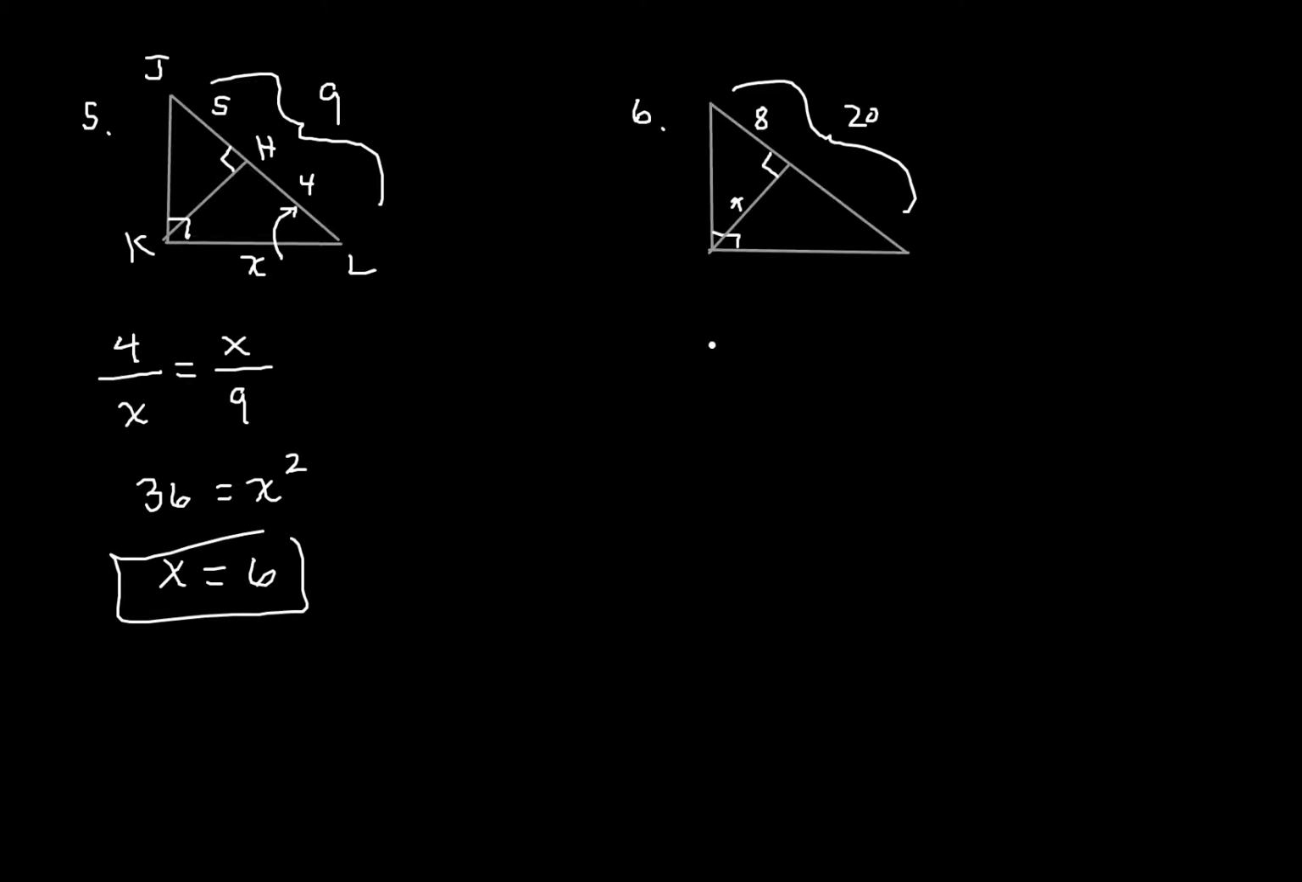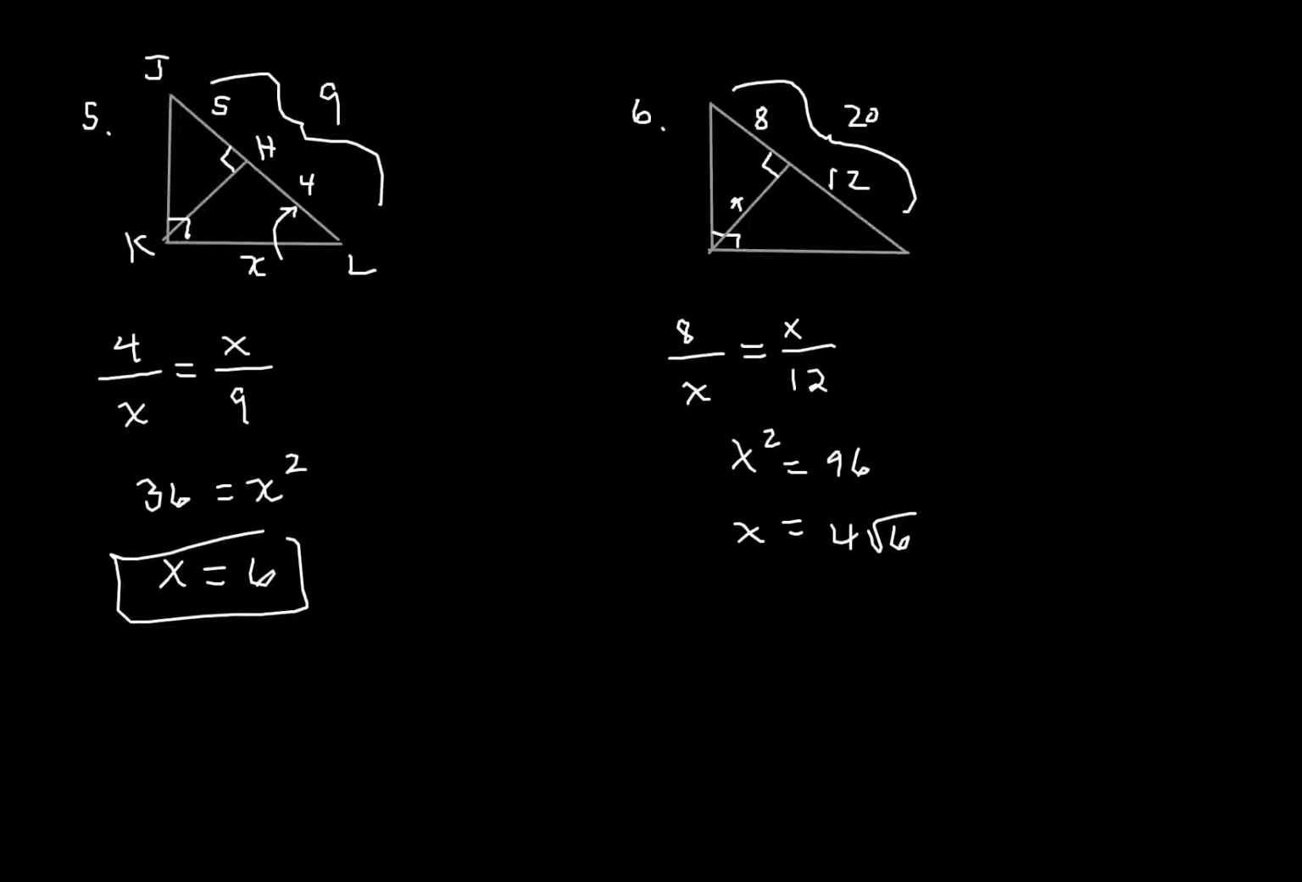Okay, this one's another easy one. This is the altitude one. An altitude is a mean proportion to the segments of the hypotenuse. This would be 12, so you just subtract 8 from 20 and get 12. So it would be 8 over 12. So x squared equals 96, and we would get x equals 4 square root of 6. I'm assuming you guys know how to do that.